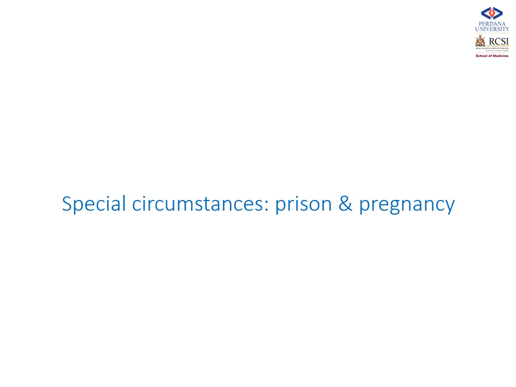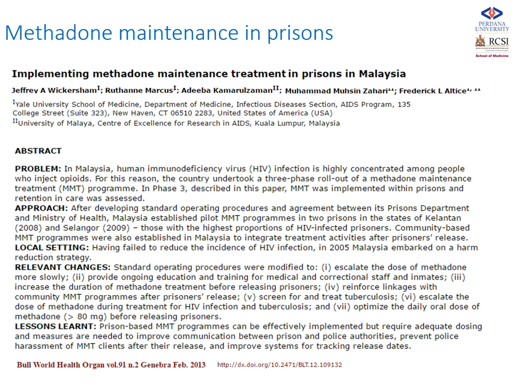What about special circumstances like methadone use in prison and pregnancy? In Malaysia, there's evidence that methadone maintenance treatment in prisons works, that it can be effectively implemented, but it requires adequate dosing, and measures are needed to improve communication between prison staff and police authorities to prevent police harassment of methadone maintenance clients after their release and to improve systems for tracking release dates. But if all of these can be achieved, then it has a good profile in treating the prison population who are addicted to illicit opioids.